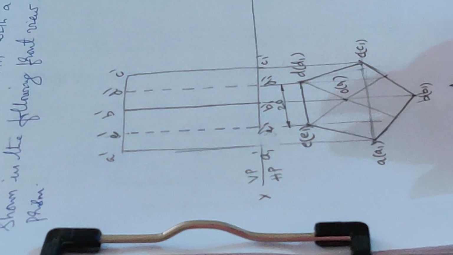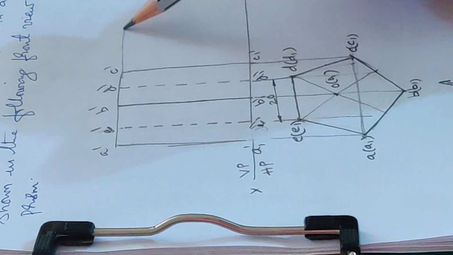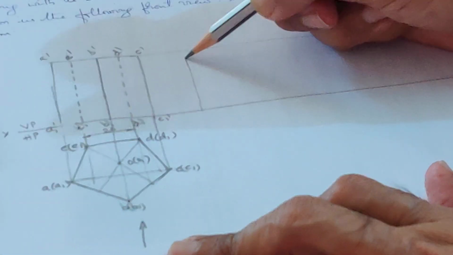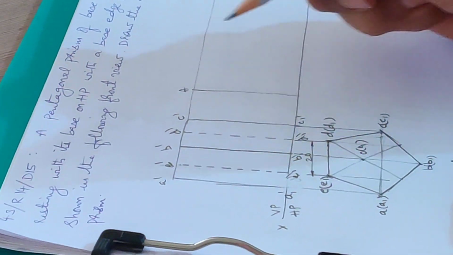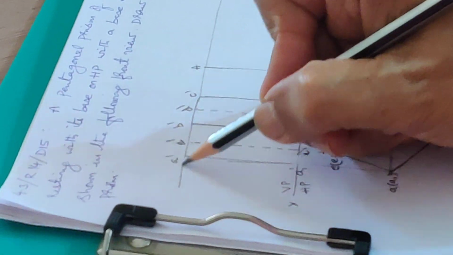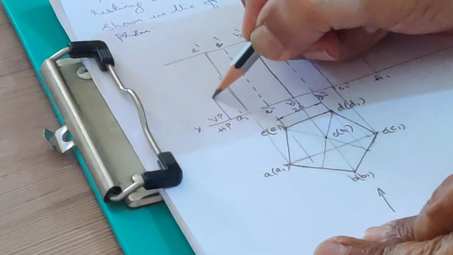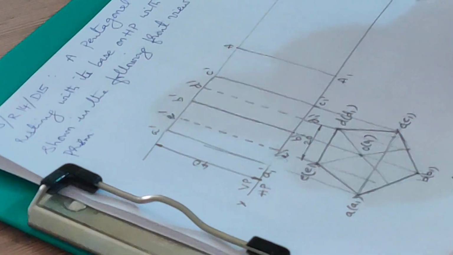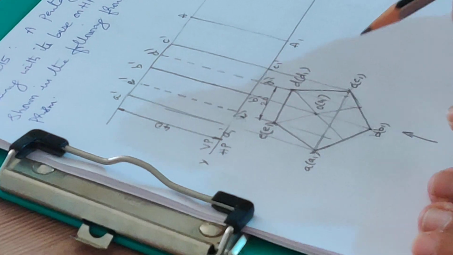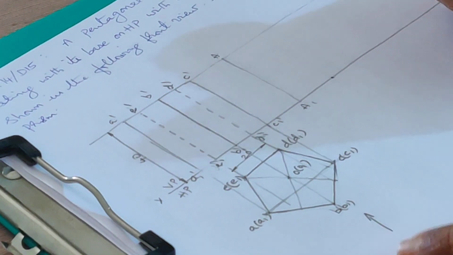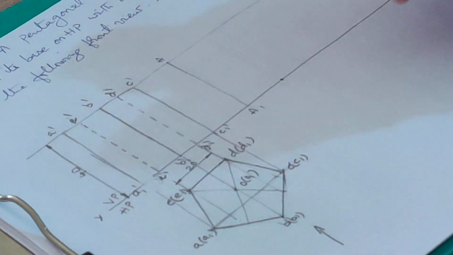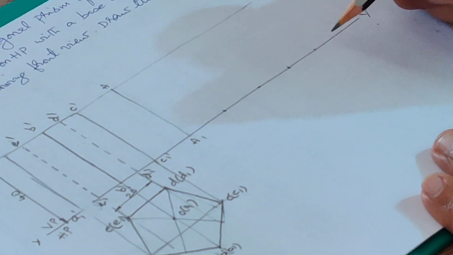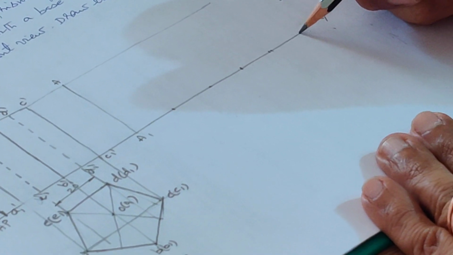Now before I draw the cutting planes, let me complete the development for the entire pentagonal prism. We'll start with AA1. Of course the height is given as 40 here. Then AA1 to BB1, how much is it? 20. So like that you have to mark 5 edges, 20, 40, 60, 80 and then 100.